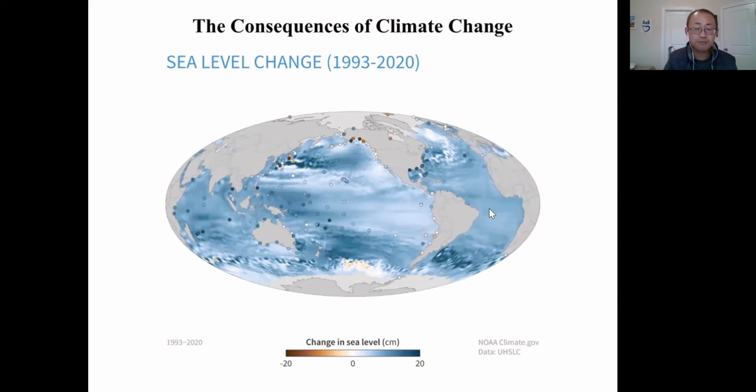Okay, you can see that this map shows you the sea level change. The green one is actually increasing the level, and of course, the orange one is decreasing. You can see most of the part is sea level is increasing. Okay, sea level is increasing.